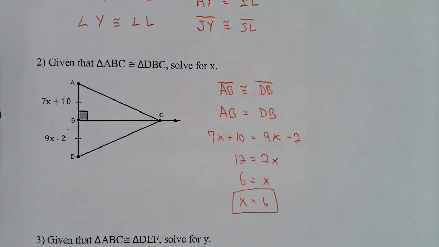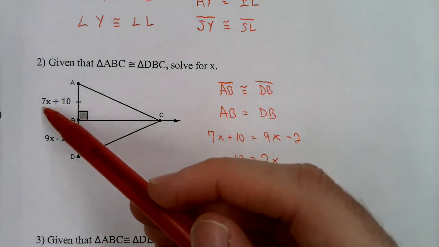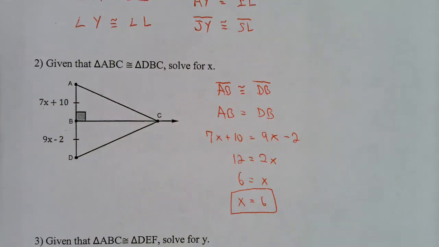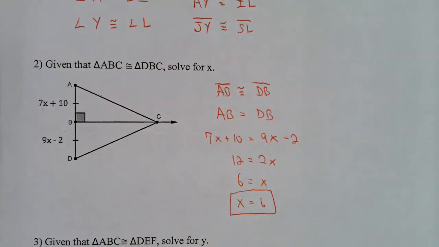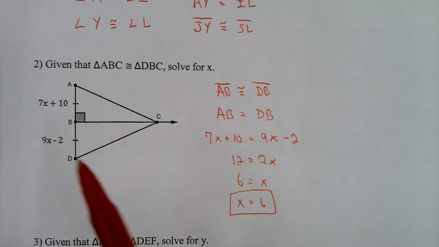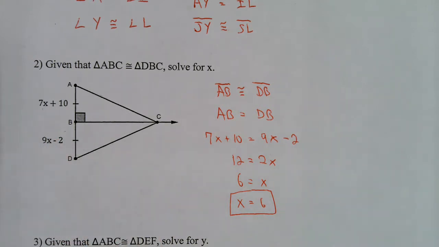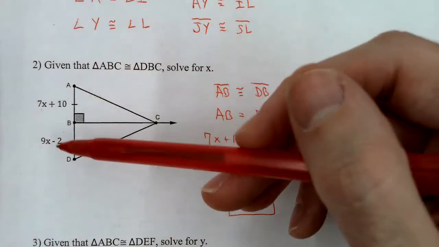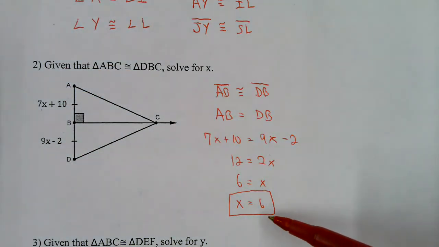It might not be a bad idea to double check by substituting it in. 7 times 6 is 42, plus 10 equals 52. 9 times 6 is 54, minus 2 also equals 52. Since they each equal 52, I'm very confident that my answer of x equals 6 is correct.